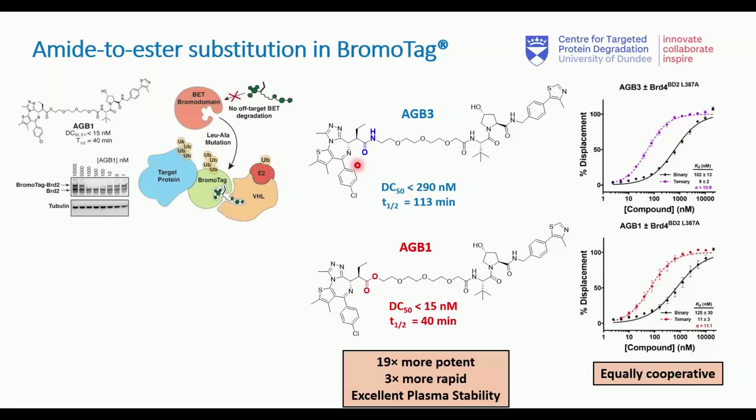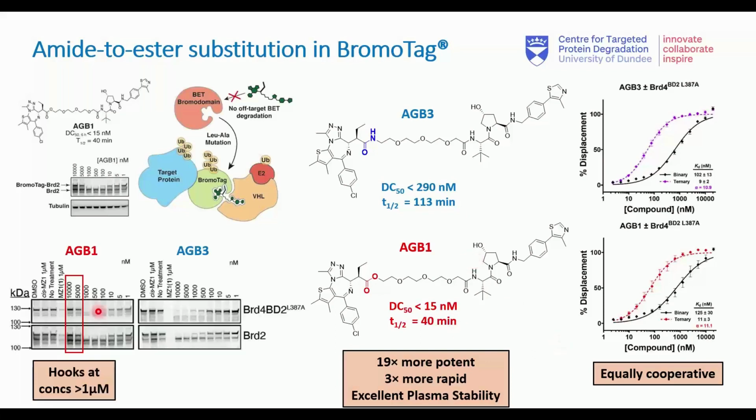It's actually quite slow. But when you introduce the ester bond here, you can see the DC50s of the target protein are 19 times more potent, it's 3 times more rapid at degrading the protein, and it also has an excellent plasma stability window. And going back to the hook effect, there are higher intracellular concentrations of the ester, and this backs up the fact that this compound is able to get into the cell faster and start the turnover of target proteins.